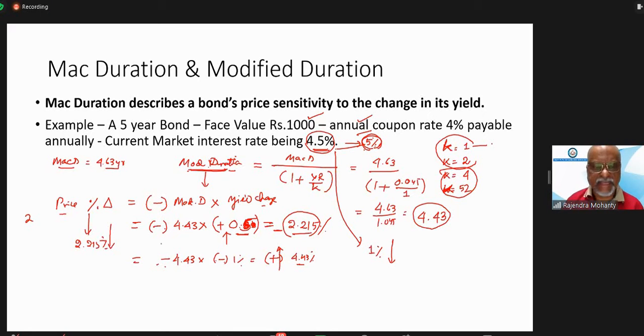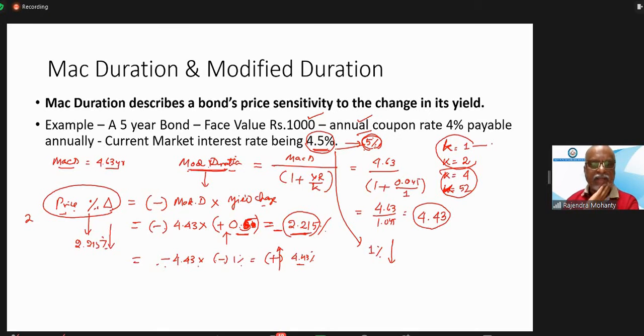2.215 is the change. Here I have told you what I have written. This is the formula: change in price in percentage. This is the change in price in the percentage. Is it clear or not? The last step, sir. What last step? That minus 4.43.